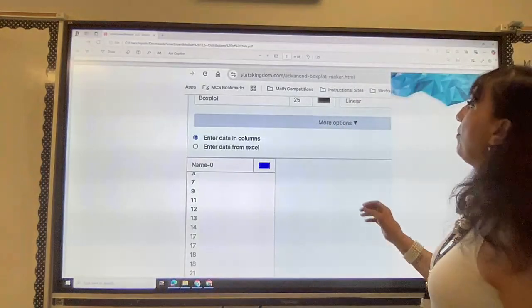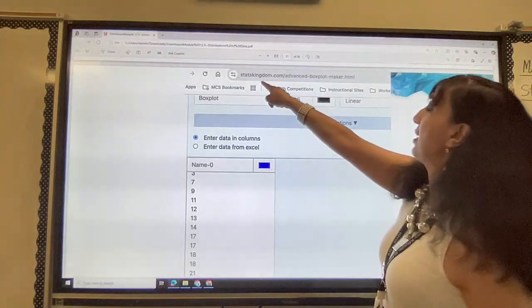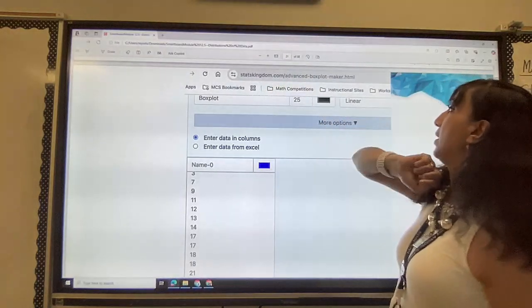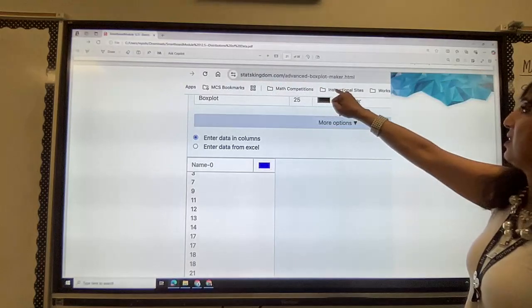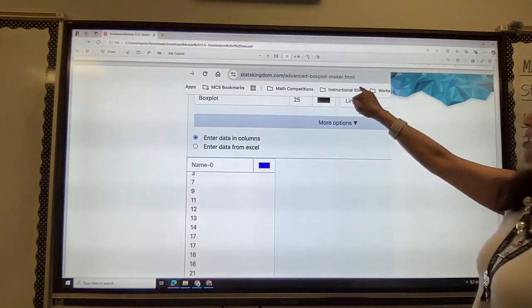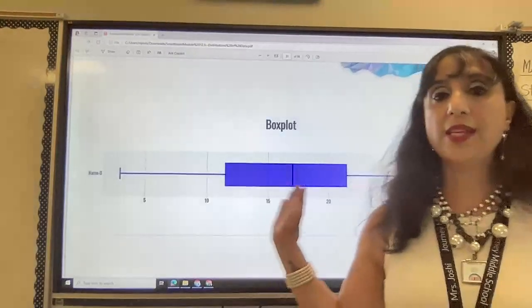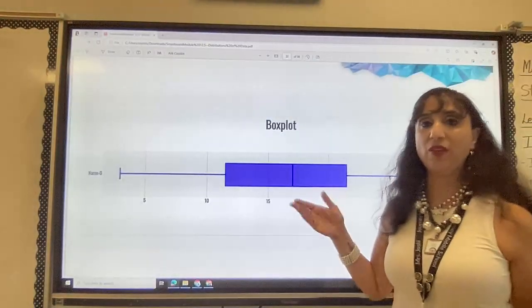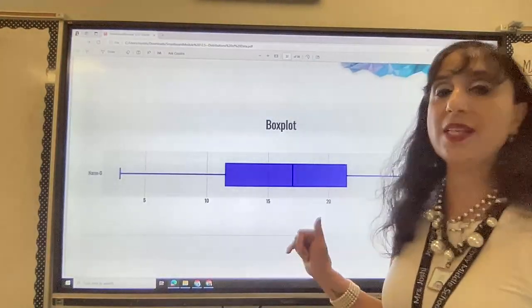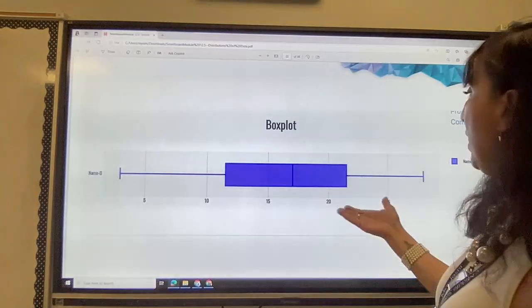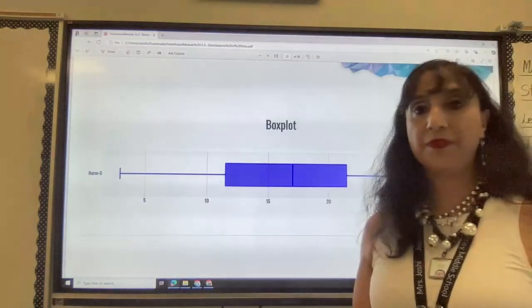And here, there you go, statskingdom.com, and then of course /advanced-boxplot-maker.html. That's where I created this. And there's the distribution. Once again, whether it was the histogram or whether it's the box plot, it is showing me that this is pretty symmetric.